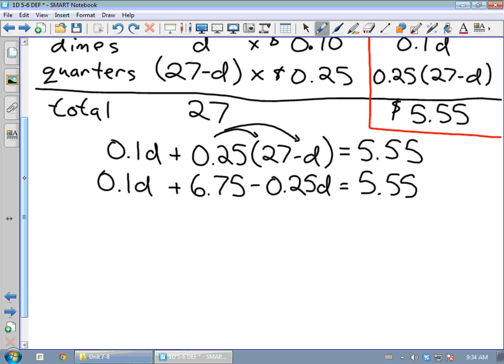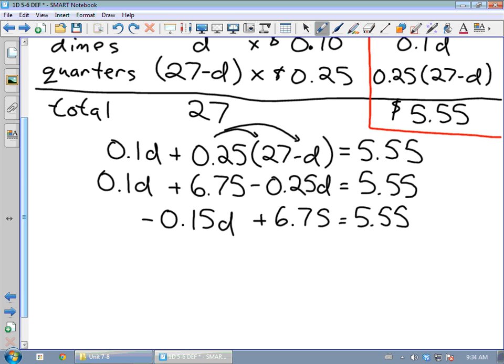What can I do next? Well, I look for like terms. I got a D here, I got a D here, I'm going to combine them together. So 0.1 minus 0.25, punch this into my calculator, negative 0.15 D. Everything else stays the same. So negative 0.15 D plus 6.75 equals 5.55.